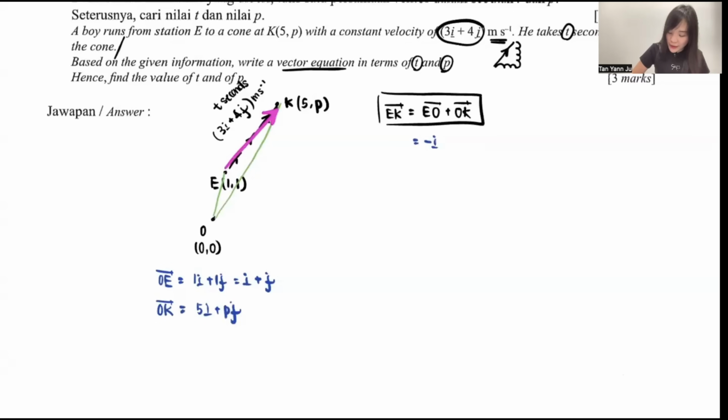So EO is the value of OE. So positive becomes negative, both positive become both negative. Then OK will be 5i plus pj. Okay, so guys, the right side I'm done. Then how about the left side?